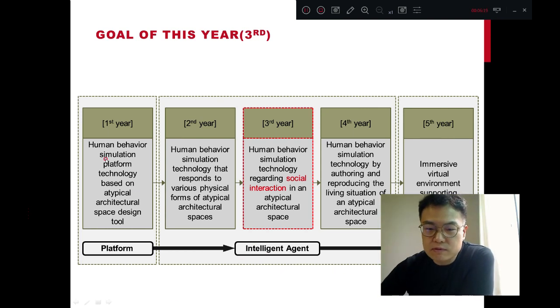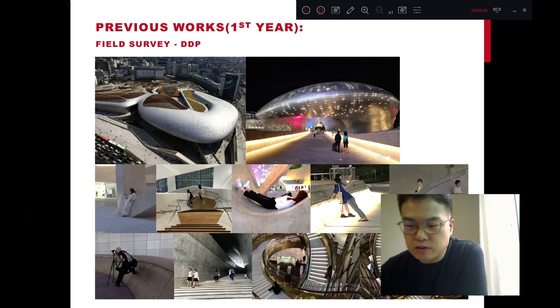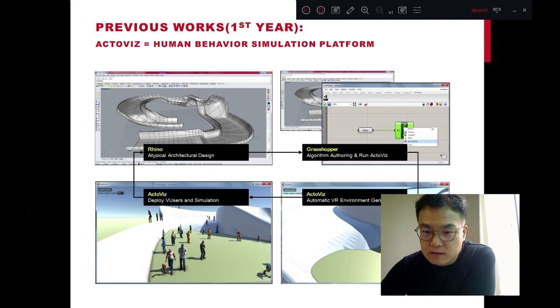The first year's work. I want to introduce some history about this project so you can understand this work easily. This is the first year's work. We surveyed some existing atypical shaped buildings, like DDP, and then we made a simulation platform called Octobeige.